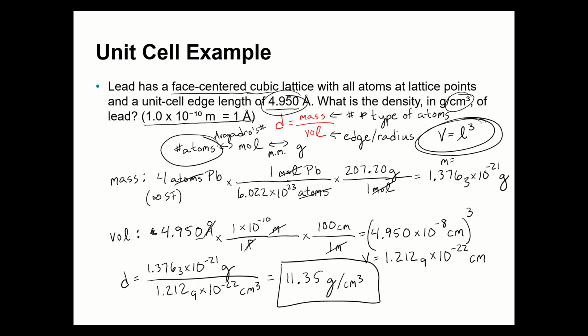Okay, so again, one important fact that we needed was the face-centered cubic, knowing that that is 4 atoms to get us started. Then we can convert to mass using our Gen Chem 1 topics of Avogadro's number and molar mass. And then volume, remember volume is just that edge length cubed, and we've got to get that edge length in centimeters before we cube it.